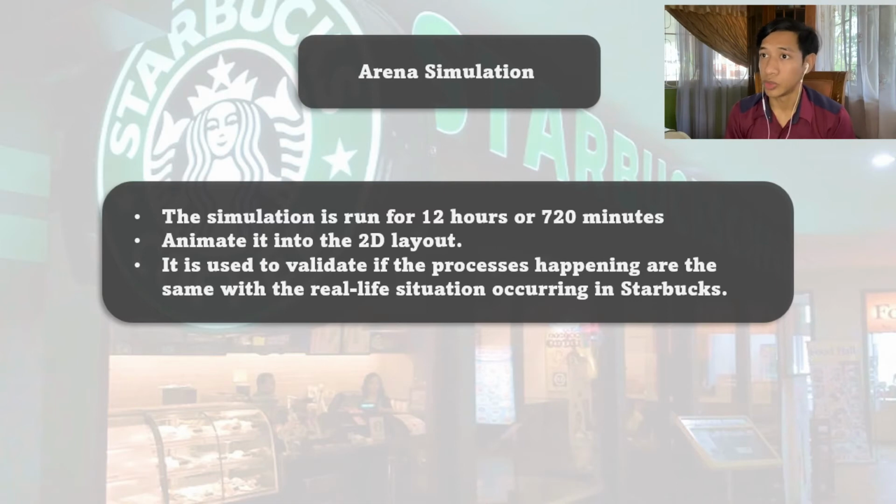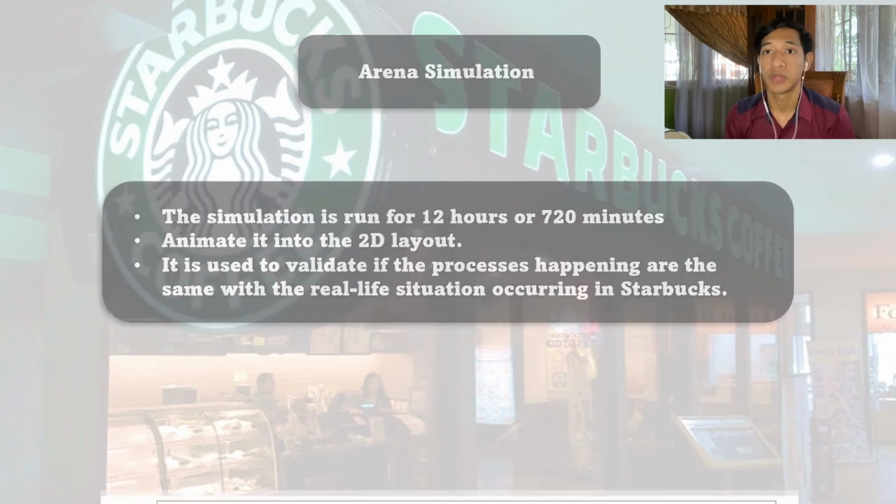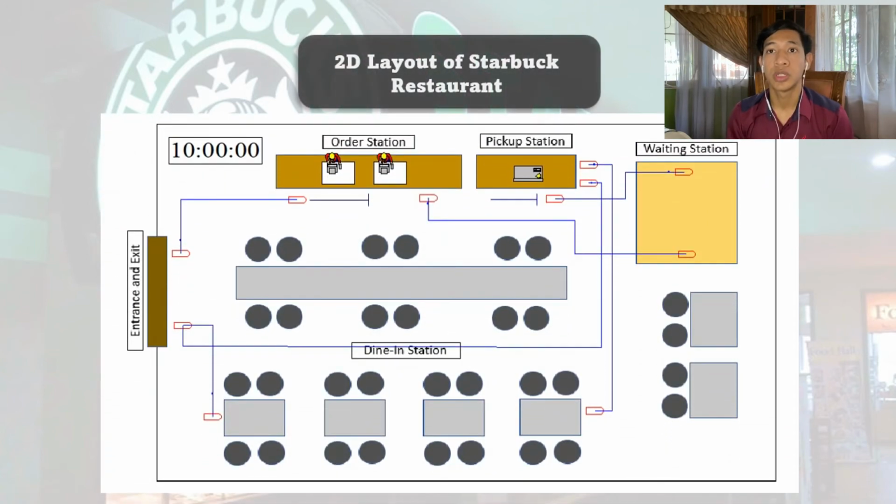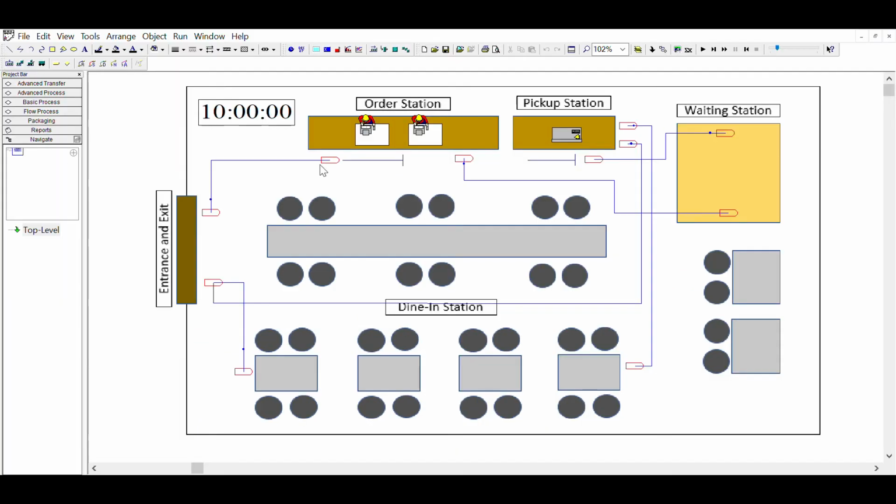For the Arena simulation, it is run for 12 hours with 6 replications using a 2-dimensional layout. It is used to validate if the process happening is the same as the real life situation occurring in any Starbucks in our country. So here is the animation for the Starbucks simulation model.